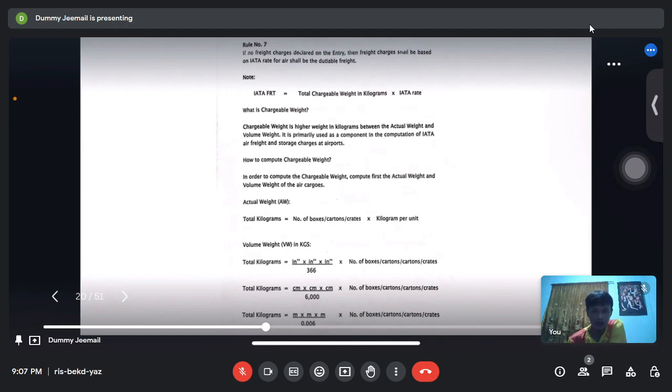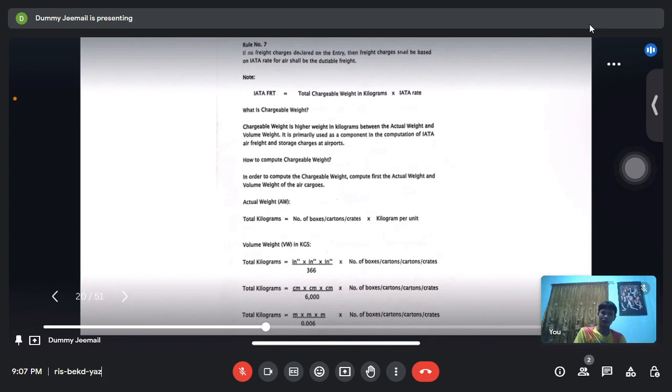So what is chargeable weight? Chargeable weight is higher weight in kilograms between the actual weight and the volume weight. It is primarily used as a component in the computation of IATA air freight and storage charges at airports, no? So how to compute chargeable weight, no? So in order to compute the chargeable weight, compute first the actual weight and volume weight of the air cargos, no? So how do we solve the actual weight?